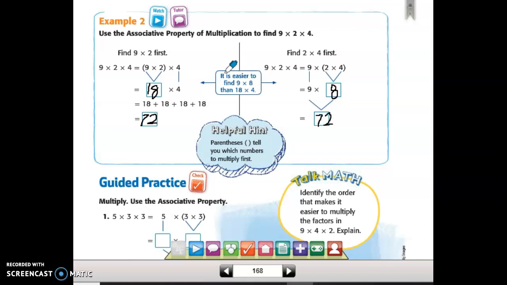And it says here it's easier to find 9 times 2 than 18 times 4 because we're always working towards being able to solve these in our mind, even though we're still showing our work in our math class. So since this is easier to solve, the 2 times 4 first is probably the easier operation to do in order to get the whole answer if we were trying to solve it in our head without writing out anything. So that's the goal, and that's the associative property.